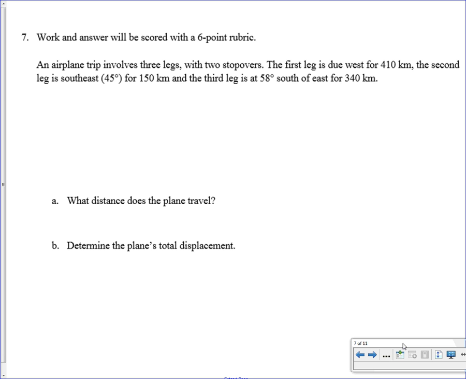We are going to go due west for 410, southeast at 45 degrees for 150. Make sure you label that angle. And then south of east by 58 degrees for 340 kilometers. Okay, so the total distance, we're going to add those 3 magnitudes up.